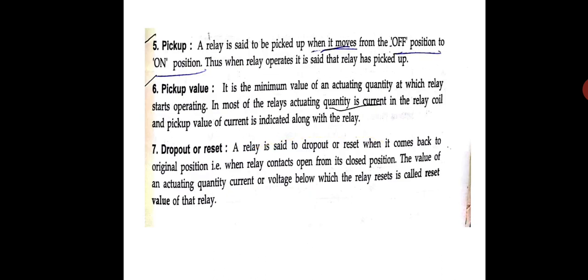Then we have pickup. What is this pickup? A relay is said to be picked up when it moves from the off position to the on position. Thus when a relay operates, it is said that the relay has picked up. When does the relay pick up? It picks up whenever the actuating quantity is reached.